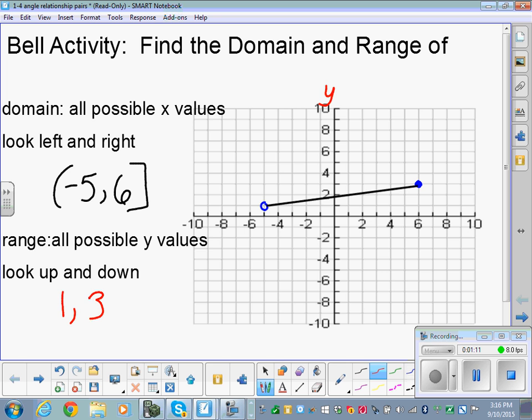Okay. So then, does it include +1? We'll look at +1. It's an open circle, so it's a parenthesis, and then at 3 on the y-axis on our range, up and down, it's a closed circle, so it's a bracket.